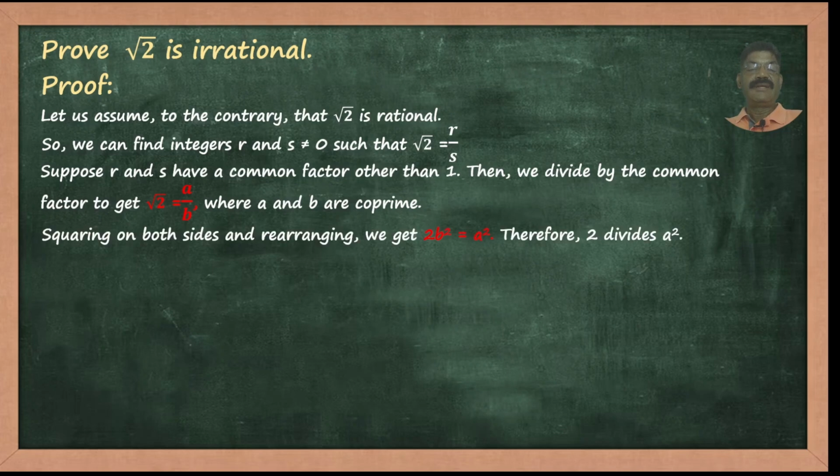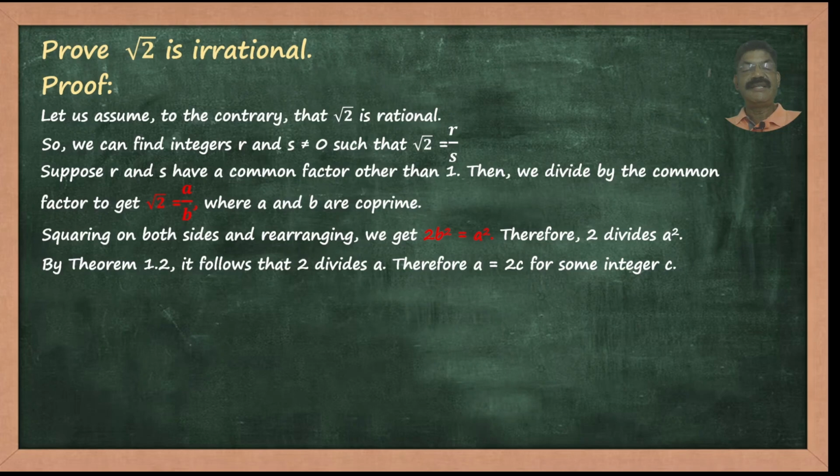Okay? Squaring on both sides and rearranging, we get 2b square is equal to a square. When you square root 2 is equal to a by b, you get 2 is equal to a square by b square. When you rearrange, you will get 2b square is equal to a square. Therefore, 2 divides a square. By the previous theorem, it follows that 2 divides a because 2 is a prime number and it divides a square. Therefore, 2 divides a also.